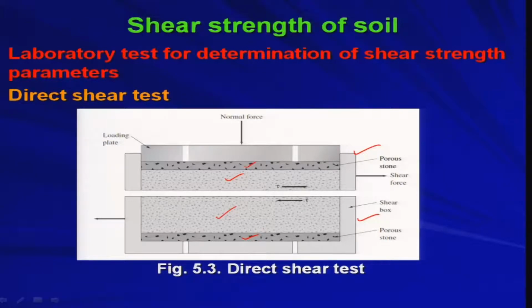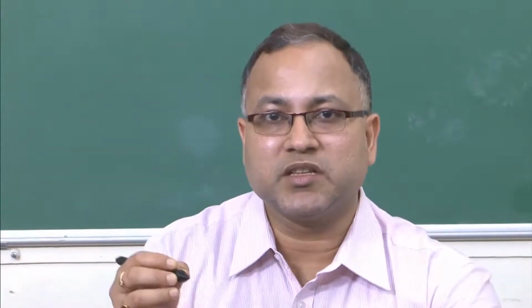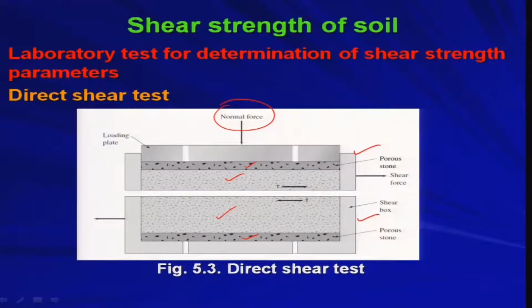Now, what are you doing? These are the two porous stones. Now you apply a normal force by some mechanism, which develops the normal stress. Along that plane, if you divide the force by the plane area, you get the normal stress acting on that particular plane.